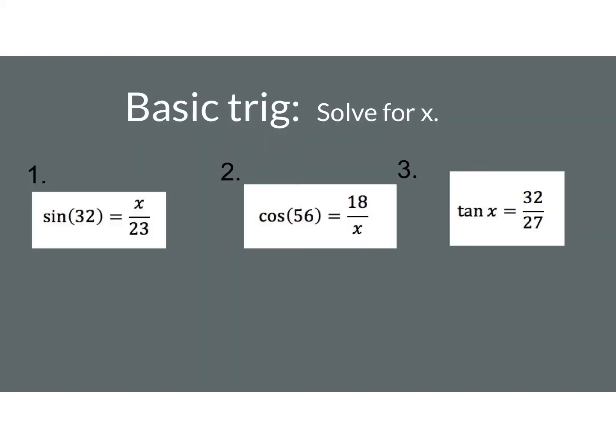When we are solving trig, there are three places our variable can be. Either we are solving for the numerator, solving for the denominator, or solving for the angle. It does not matter if this is a sine, cosine, or tangent ratio. Those are the only three places your variable can be. So there's only one way to solve each of these.